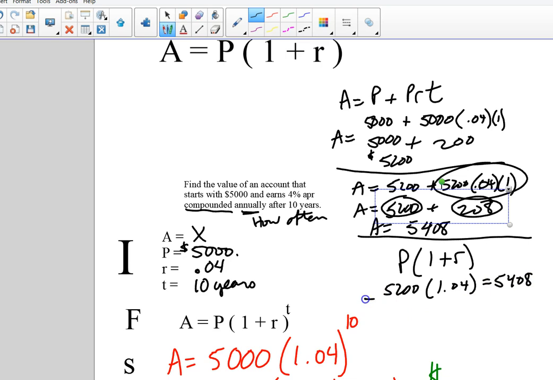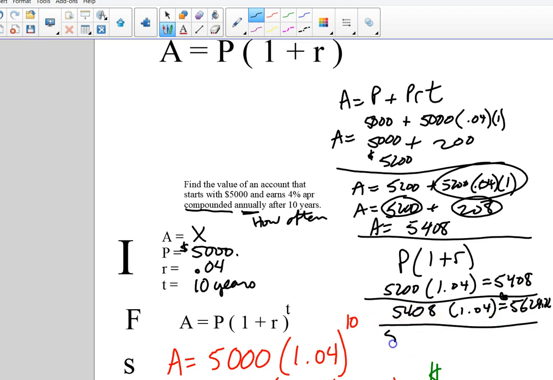If I did it again in year 3, now my principal would be 5408, and I multiply that by 1.04, which is 104%. And that makes sense because 100% would be the number, plus another 4% would be 104%. If I do 5408 times 1.04, that gives me 5624.32. So that's at the end of year 1, year 2, year 3. My account would be worth 5624.